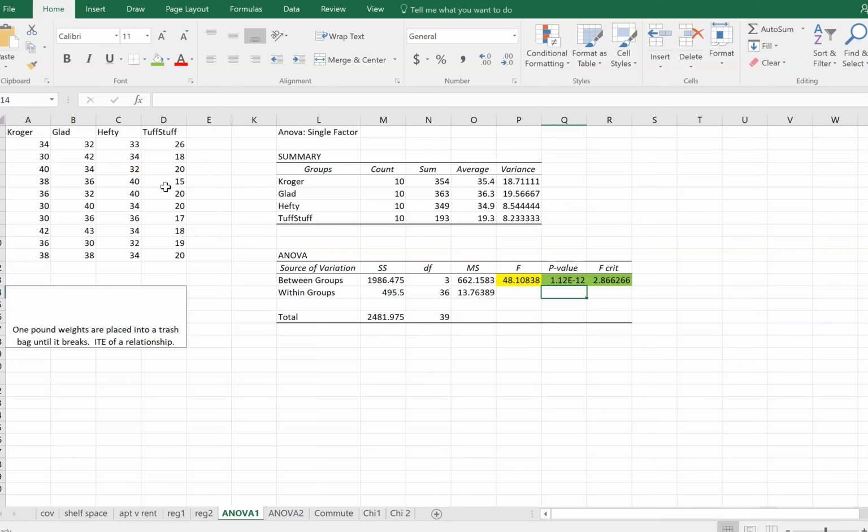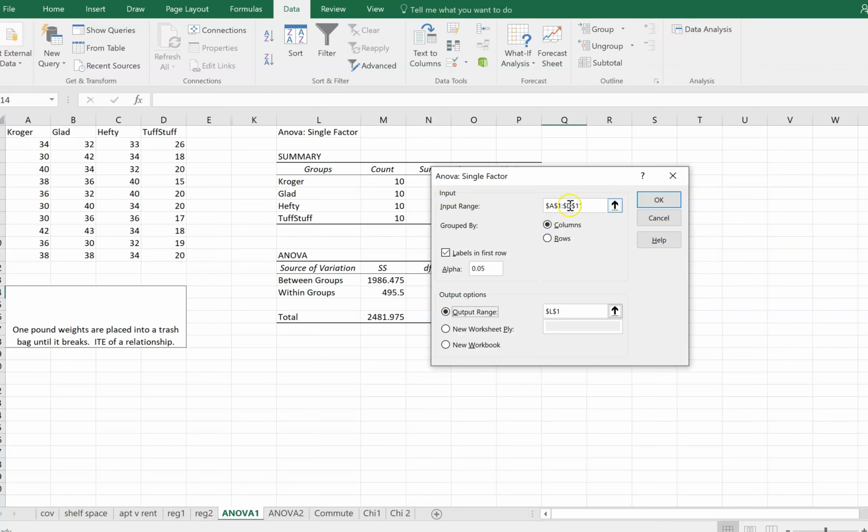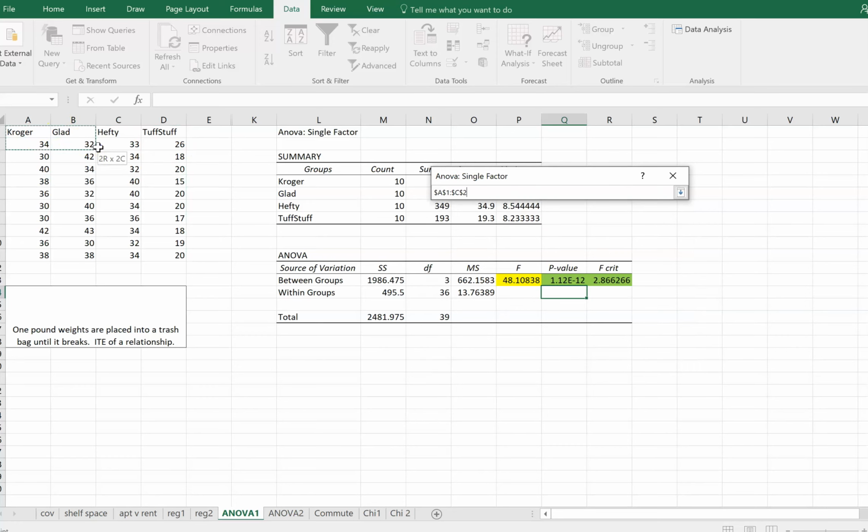In fact, you can think outside the box right now and think, how could I do that right now? How could I test that Kroger, Glad, and Hefty were all the same, but not Tough Stuff? I'm pausing for effect to give you a chance to think about it. You're right. The answer is, why don't you run an ANOVA just on Kroger, Glad, and Hefty? That is, let me do that. Let me do a data analysis dump. But this time, I don't want all the data. Let me run it on the three I believe are equal.